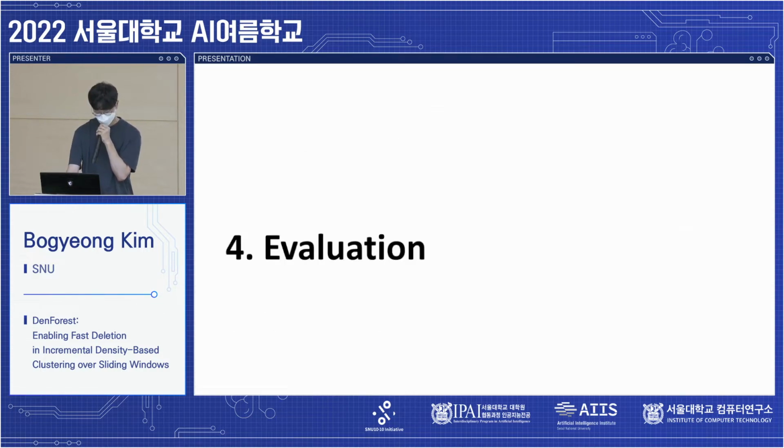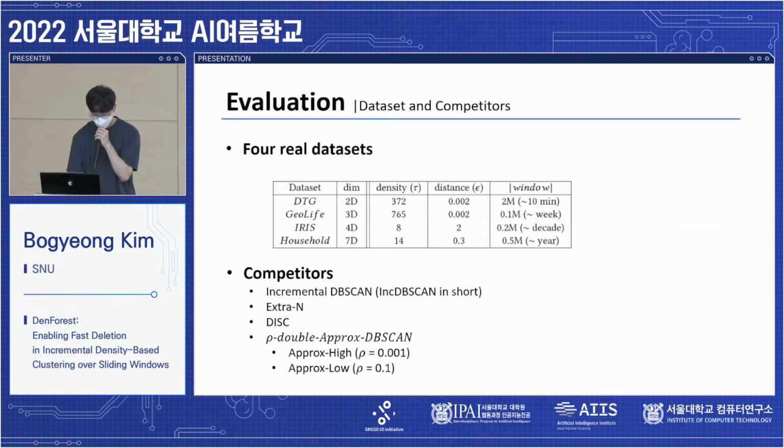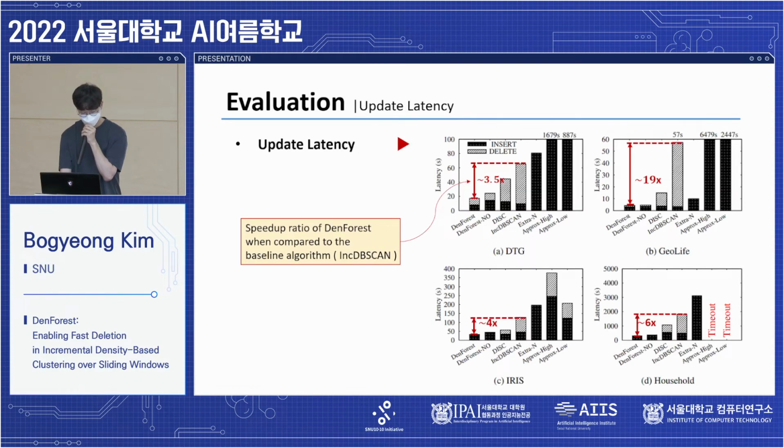Now, I'm going to introduce some experimental results. We used four real datasets to evaluate our methods, and we compared our method with four other related works: incremental DBSCAN, EXTRA-N, DISC, and rho-double-approximate DBSCAN. These four figures show the update latency for all methods, and the white box in the figure shows the deletion latency, and the black box indicates the insertion latency.